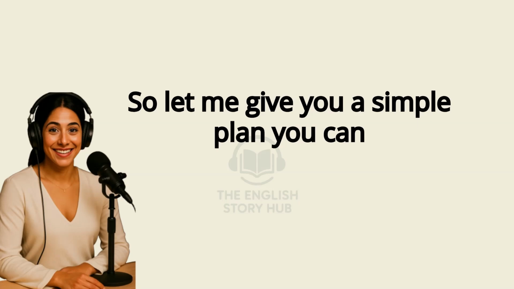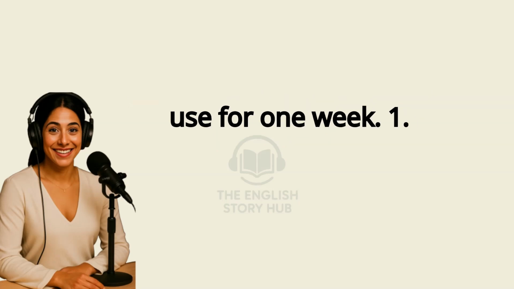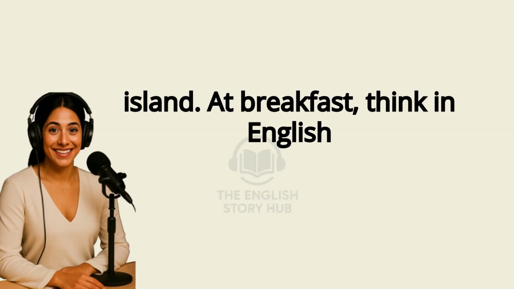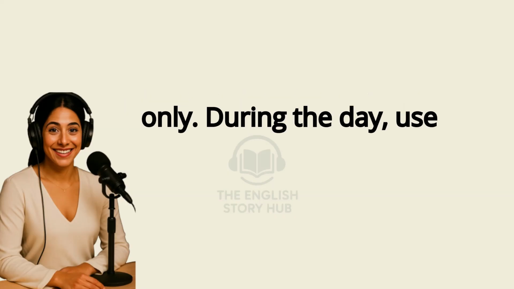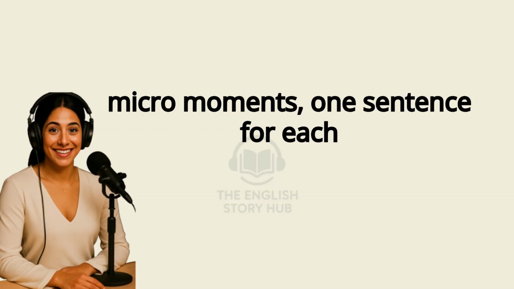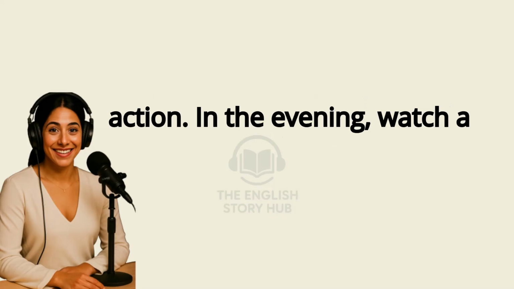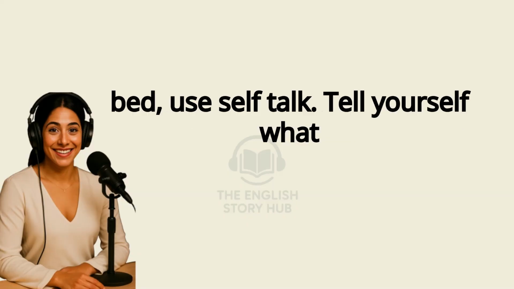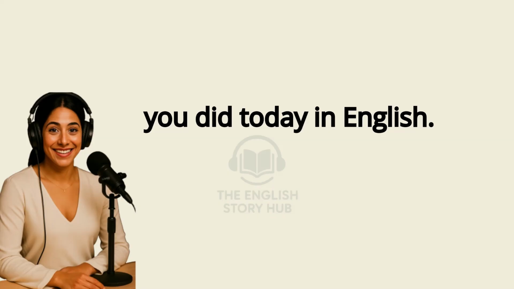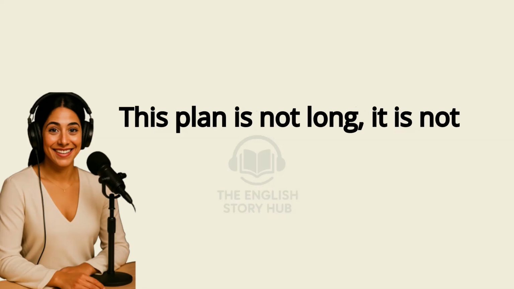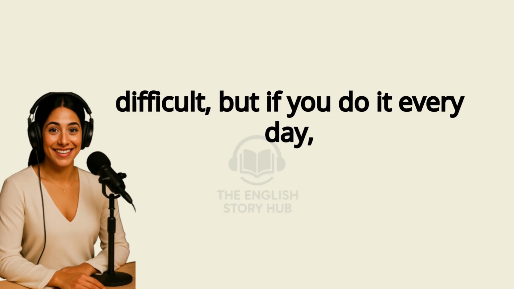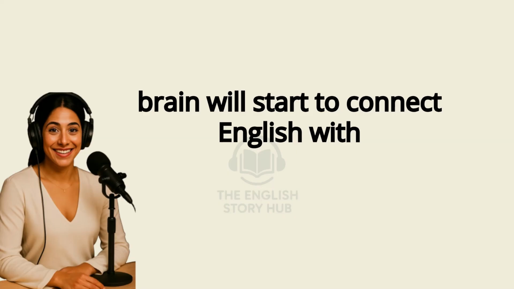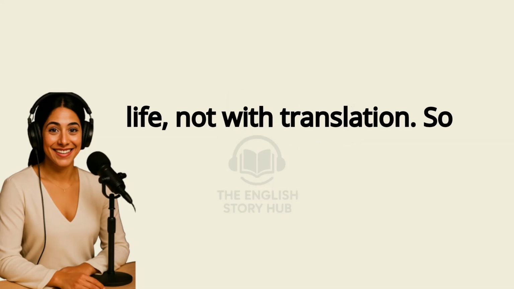So let me give you a simple plan you can use for 1 week. 1. In the morning, create a short English island at breakfast. Think in English only. During the day, use micro-moments, 1 sentence for each action. In the evening, watch a short video in English. Before bed, use self-talk. Tell yourself what you did today in English. This plan is not long. It is not difficult. But if you do it every day, you will notice a change. Your brain will start to connect English with life, not with translation.